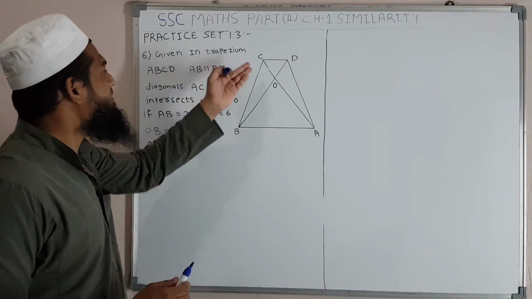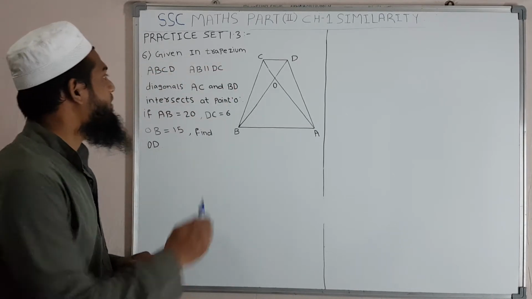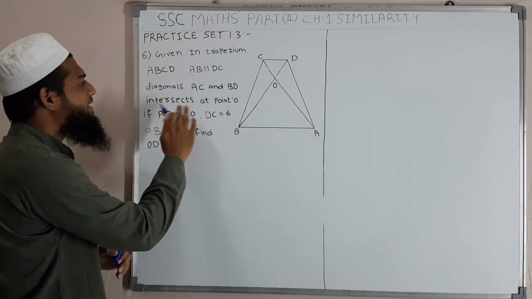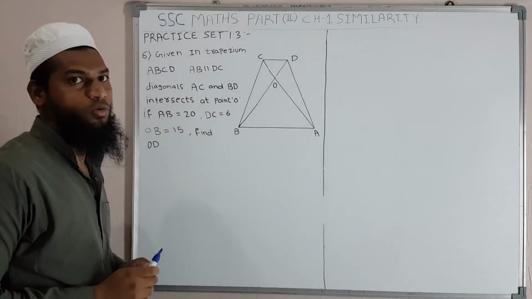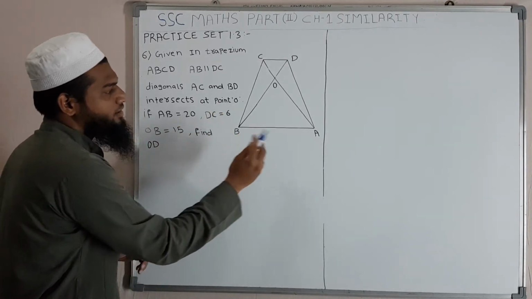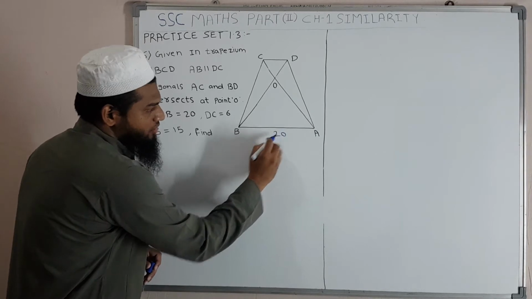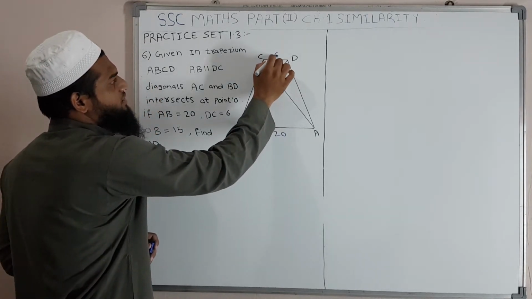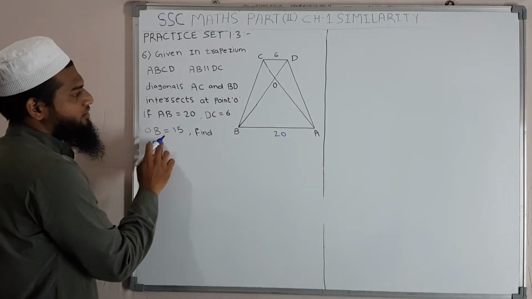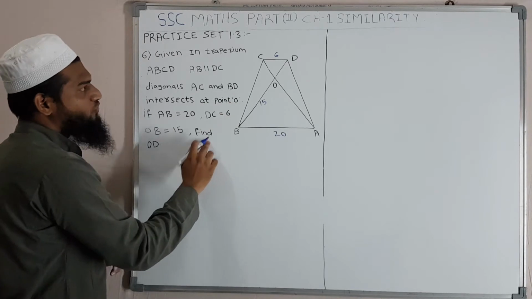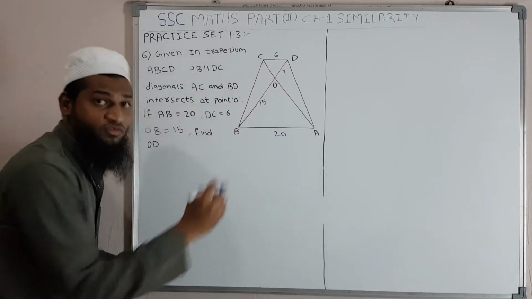So in this question, what is given? Given is trapezium ABCD. AB is parallel to DC, and diagonals AC and BD intersect at point O. If AB equals 20, DC is 6 and OB is 15, then we have to find the value of OD.